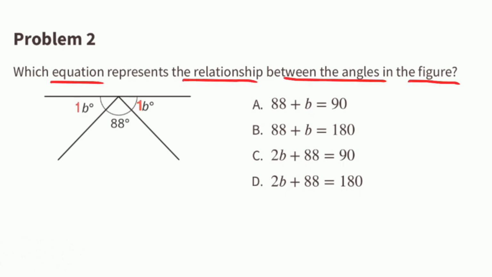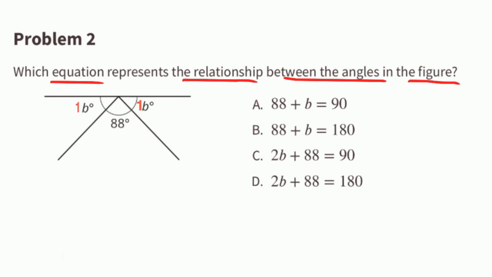Problem number 2. Which equation represents the relationship between the angles in the figure? The figure shows 1b plus 88 plus 1b. That's equivalent to 2b plus 88. So we know it's not equation A or equation B.